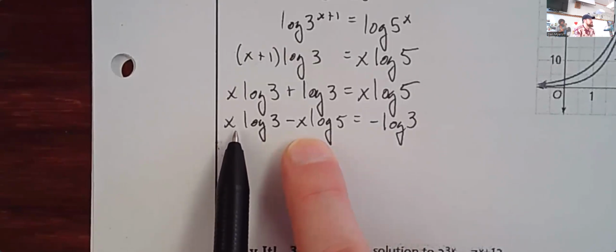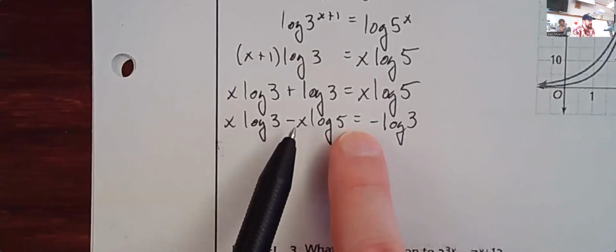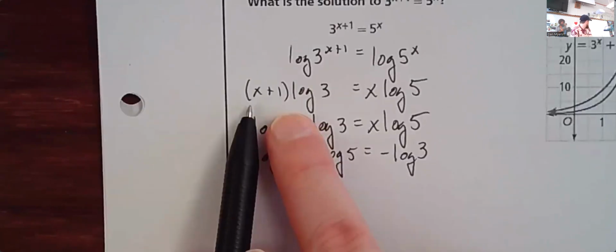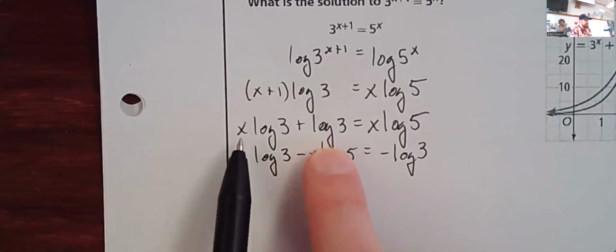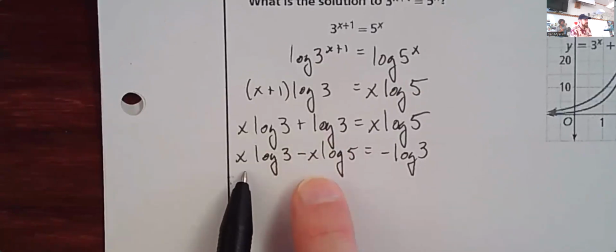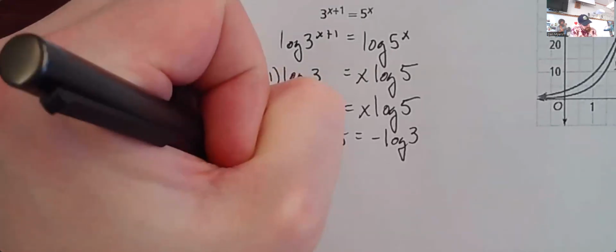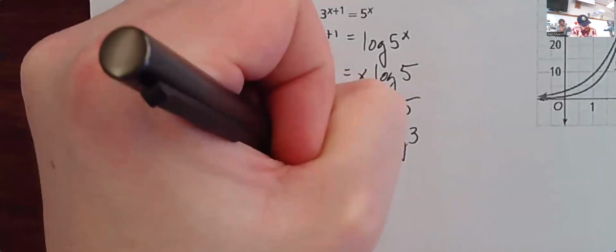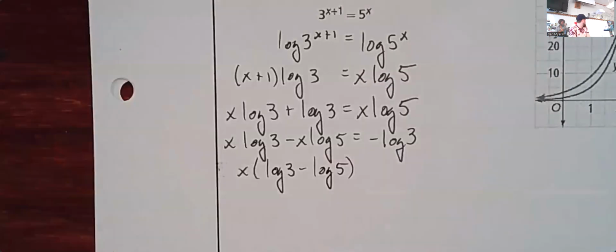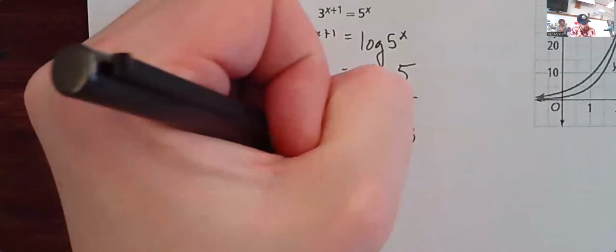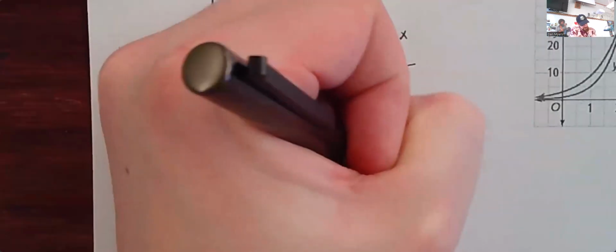Well, we have a factor, right? X is a factor of both of these. It's actually an exponent of both of these. But kind of like how we applied this x plus 1 and broke it apart here, if these both have x, we can factor that out and write x parentheses log 3 minus log 5. We're just getting that exponent out of it. And then that's still going to equal the opposite of log 3 over here.